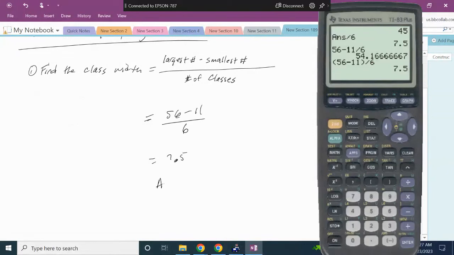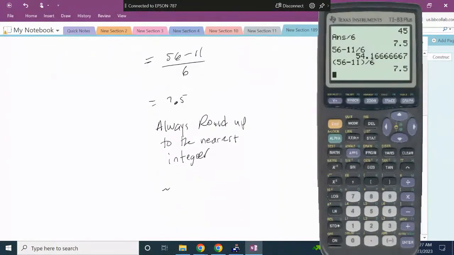You always round up to the nearest integer. So if we round 7.5 up to the nearest integer, we get 8, right? So you always round up, no matter what this number is. Let's just say if this were 8 exactly, I would have to round that up to 9. You always round up.